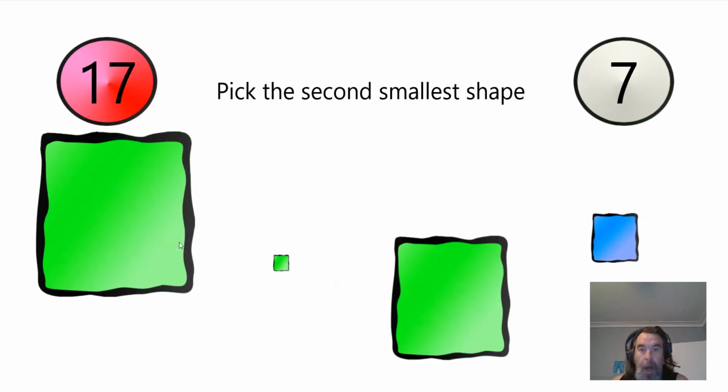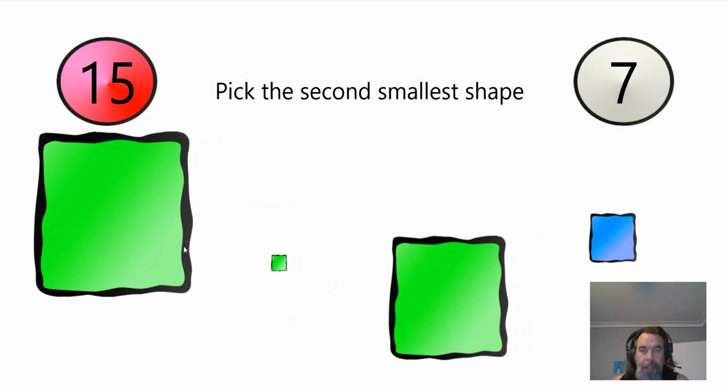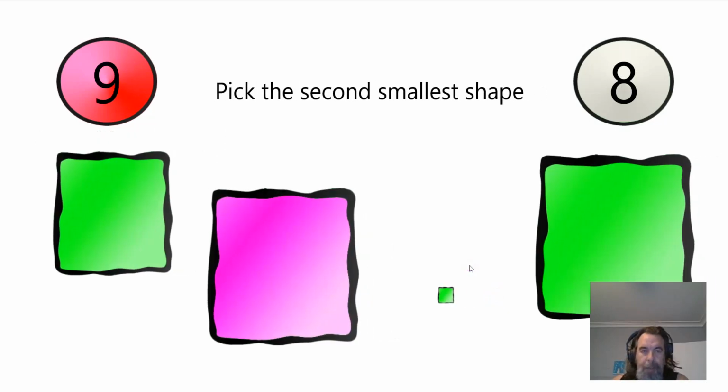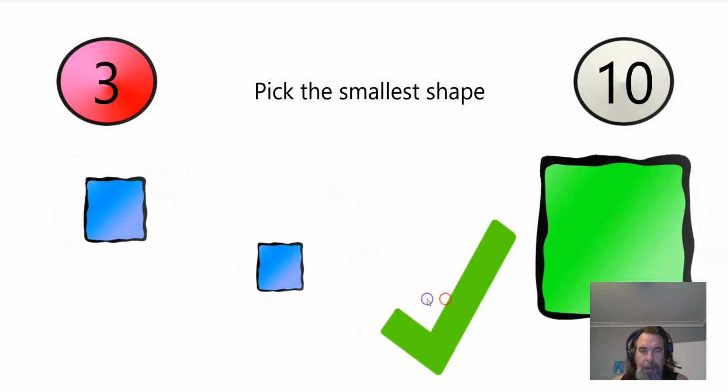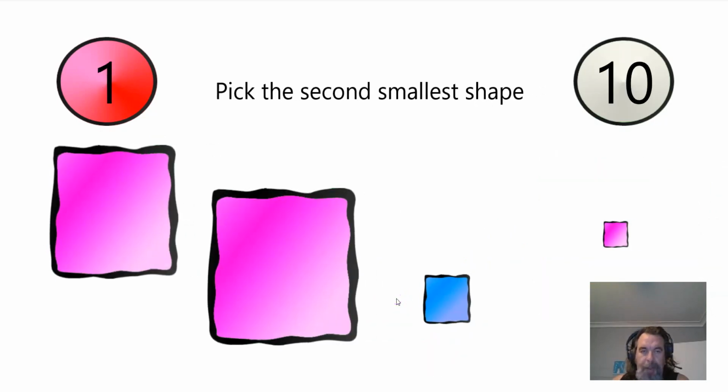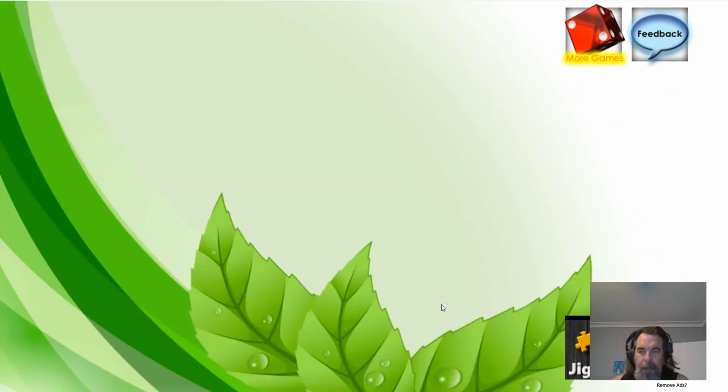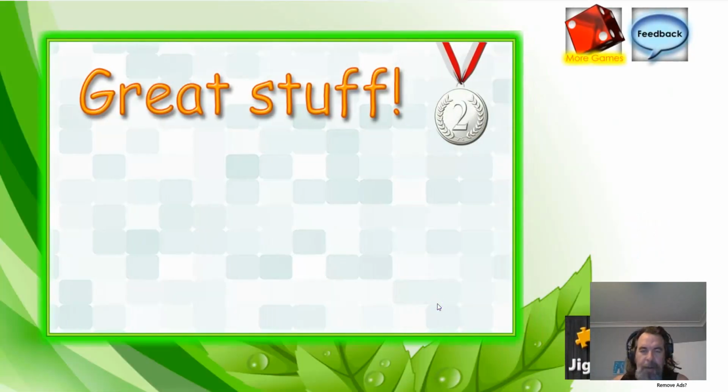1, 2, 3. Oh no! Pick the second smallest shape. The second smallest. That one. Pick the smallest shape. That one. Pick the second smallest. Pick the largest. Alright, what's happened? How'd we go? Great stuff. We got a second. Got one wrong, that didn't help.